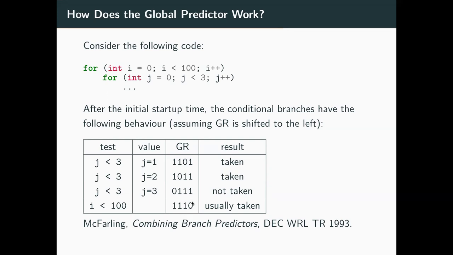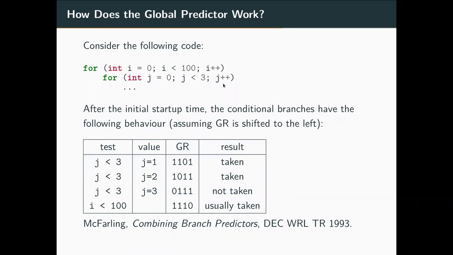So this is the not taken from the last iteration of the inner for loop, and then these are the takens from the previous iterations of the inner for loop. In this case, we usually take. We usually go back up to the top of this for loop and start over again.